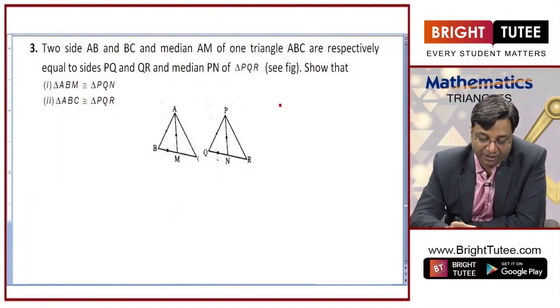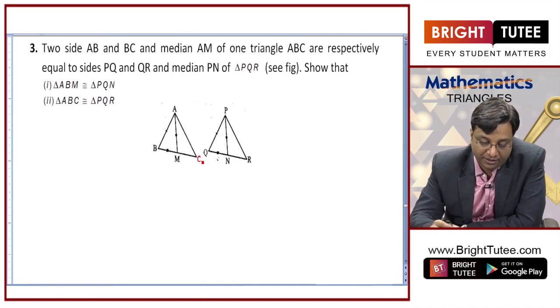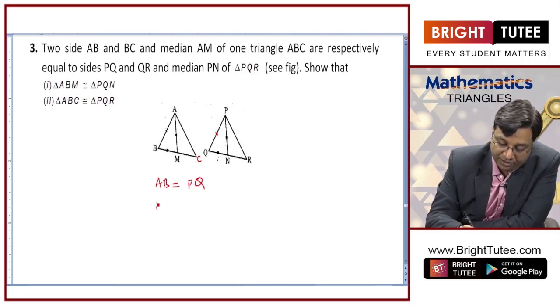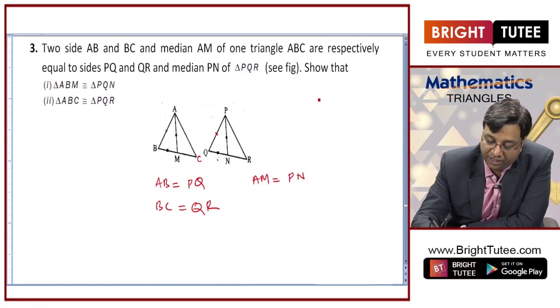Two sides AB and BC and median AM of one triangle ABC, this is triangle ABC, and these are respectively equal to PQ, QR and median PN of triangle PQR. So, what is given is AB is equal to PQ, BC is equal to QR and median AM is equal to median PN.